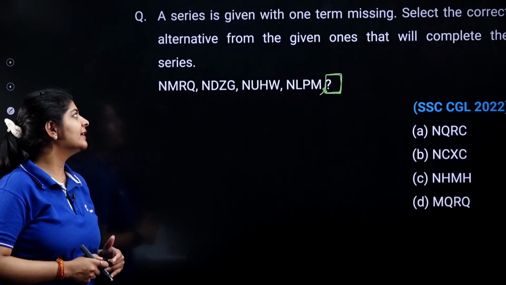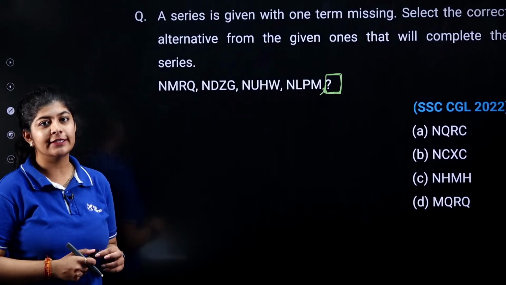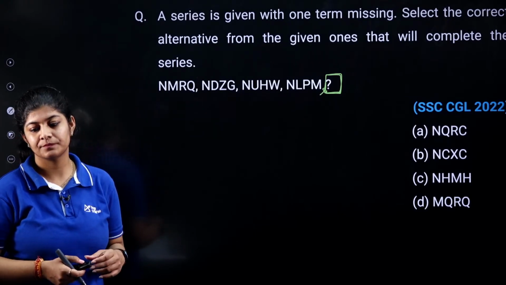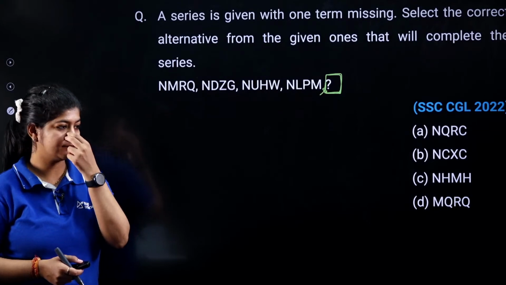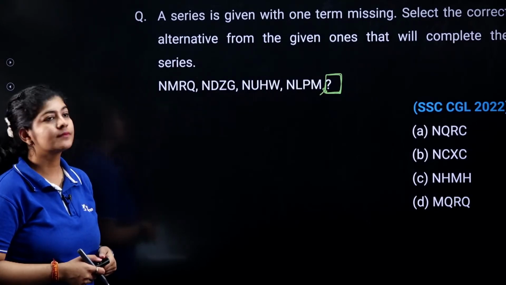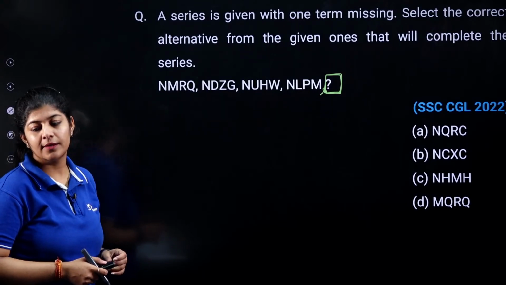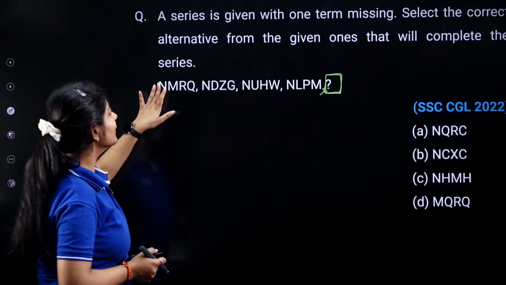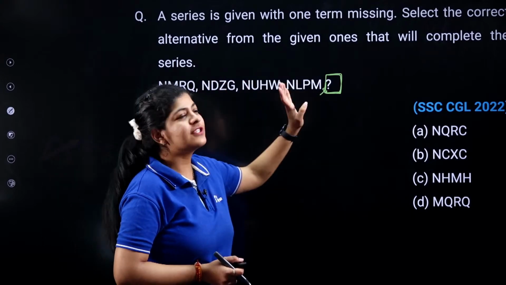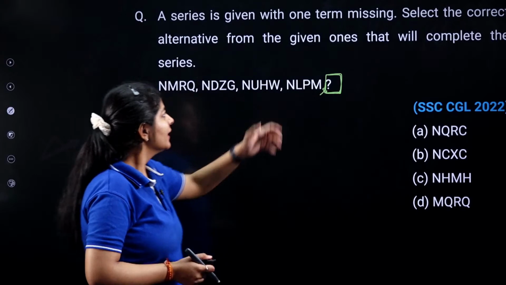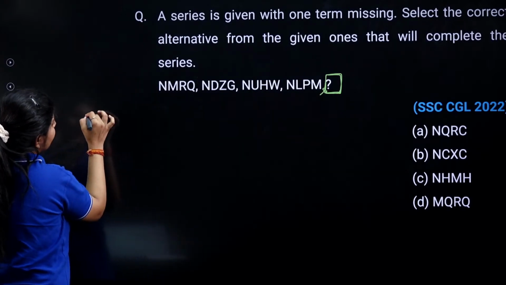If you know the associated number of all the letters or all the alphabets, you can easily deal with such questions. Okay, let's start solving it. As we know that the initial letter of each and every part is N, so we are not going to consider it. We are going to consider the rest of the letters.